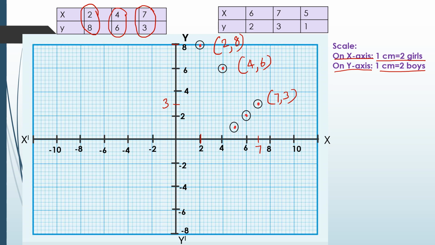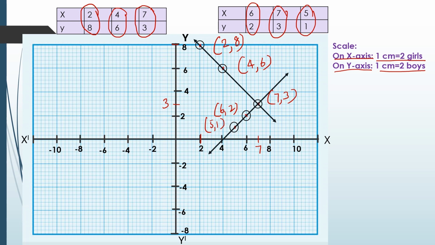So now let us go to the second equation. So first one is 6 comma 2. So mark 6 comma 2 and write the coordinates of 6 comma 2. And then 7 comma 3. So 7 comma 3 is already marked, so no need to mark that once again. And then 5 comma 1. So mark 5 comma 1 and write the coordinates of the point next to the point, like this. And now let us join these 3 points also. So by joining all the points, we get 2 straight lines like this intersecting each other at one point.